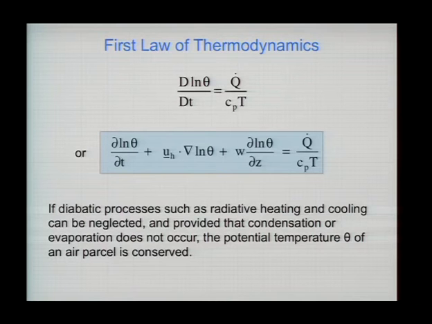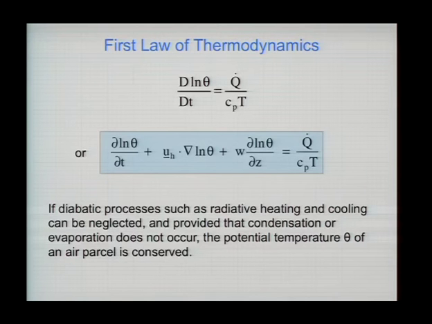Another way of thinking about this is if there's no heating, so the right-hand side is 0, then d by dt of log of theta, which is 1 over theta d theta by dt, equals 0. In other words, d by dt of theta equals 0. In other words, theta is conserved. So for adiabatic motion, potential temperature is conserved. That's one of the reasons we use it.